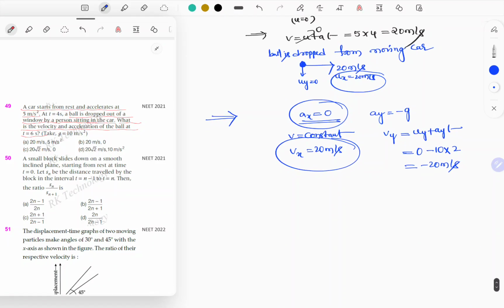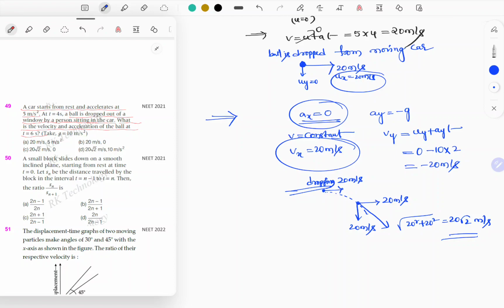So that means after 2 seconds of dropping the ball from the car, it is going to undergo this kind of motion. Velocity after 2 seconds is going to be 20 meter per second horizontal velocity and 20 meter per second vertical velocity. This is the velocity after 2 seconds. Then the magnitude is going to be root of 20 square plus 20 square, which is equal to 20 root 2 meter per second.